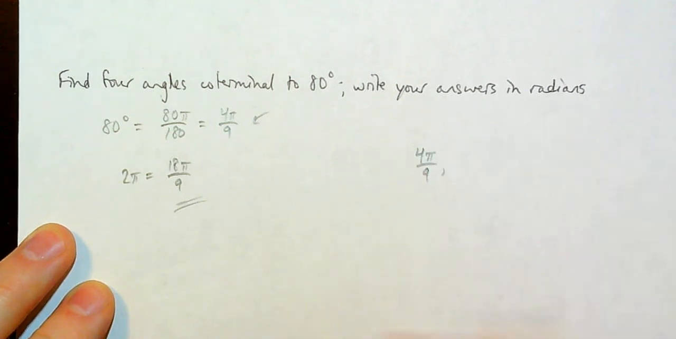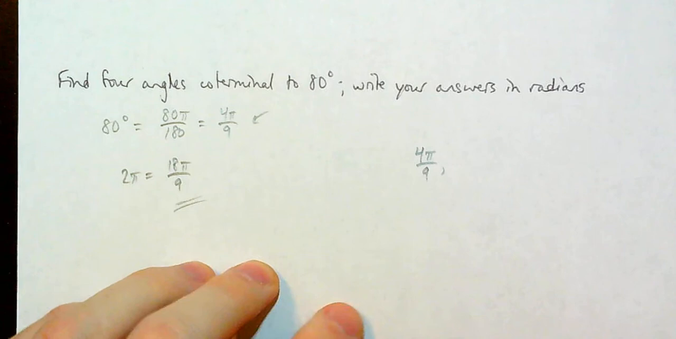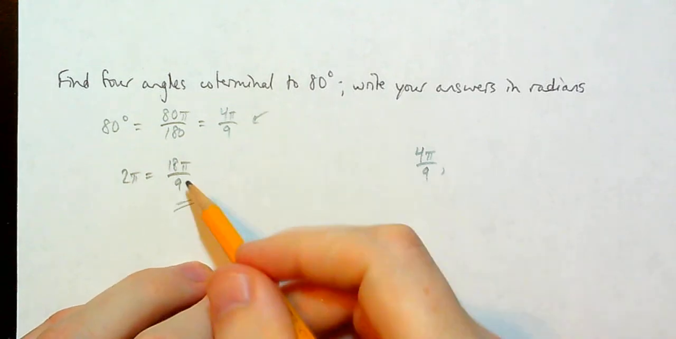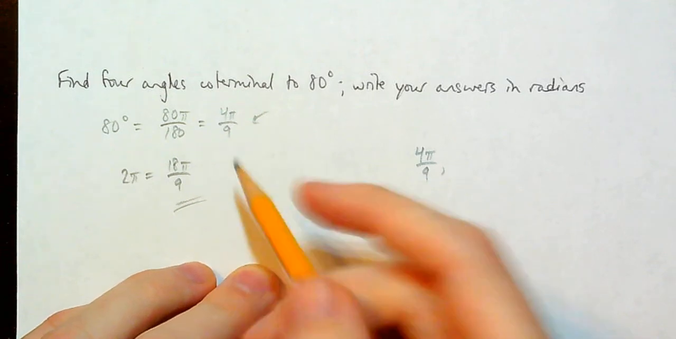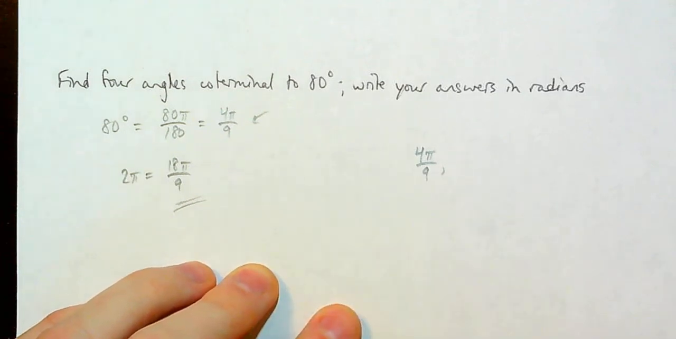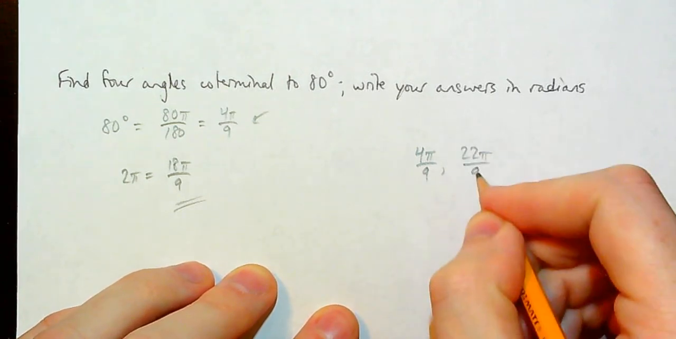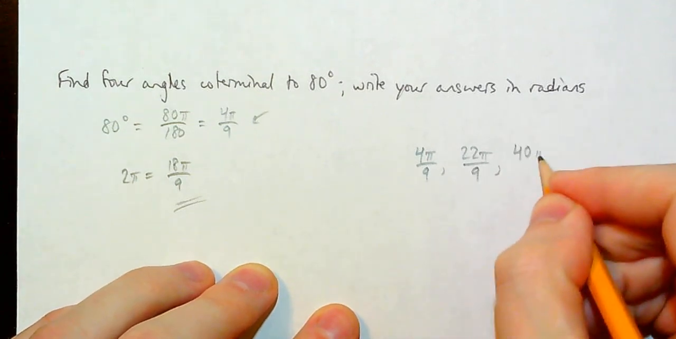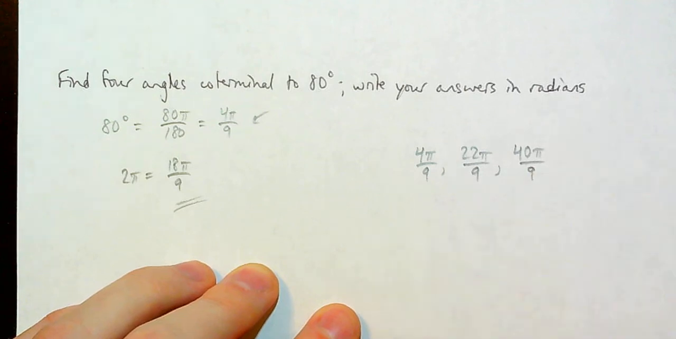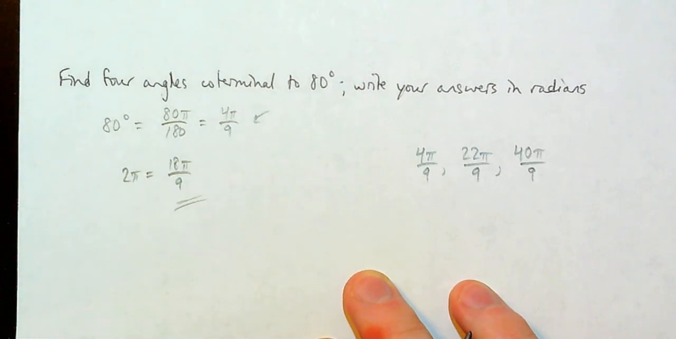So starting off with my given angle, once again, let's go 2 positive coterminal angles and 2 negative coterminal angles. If I add 18 pi over 9 onto the 4 pi over 9, I'm just adding the numerators. So that's going to give me 22 pi over 9. And if I add another 18 pi over 9, it's going to give me 40 pi over 9. All right, there's my 2 positive coterminal angles.